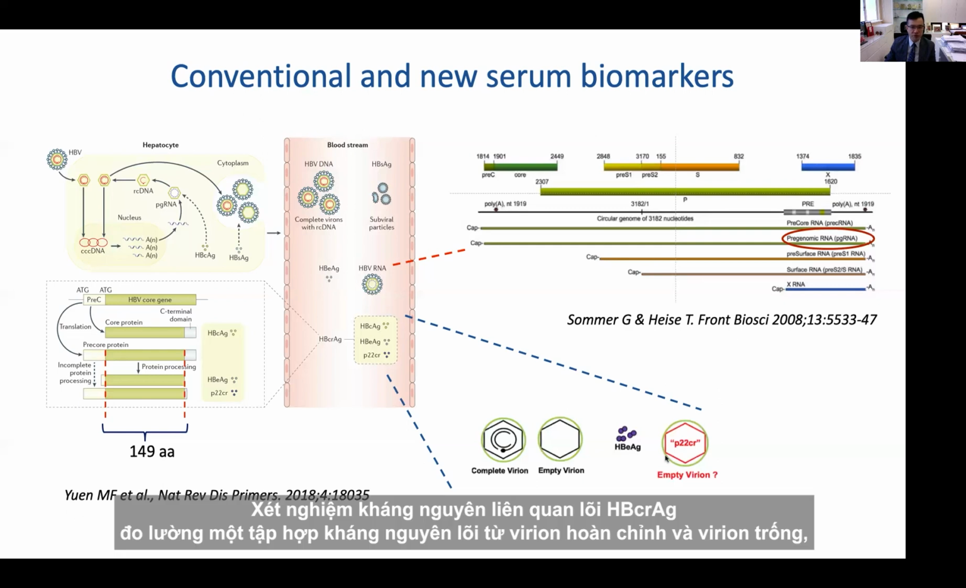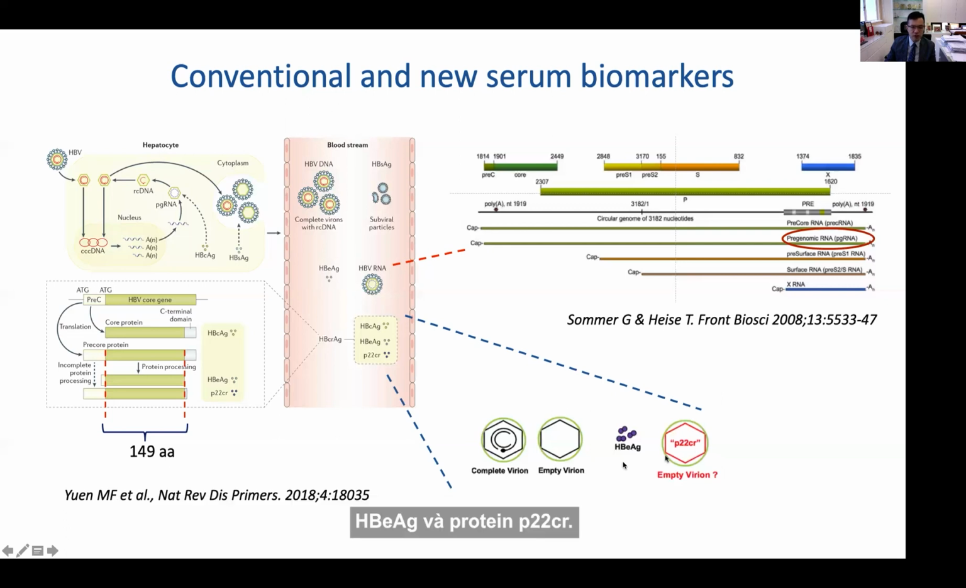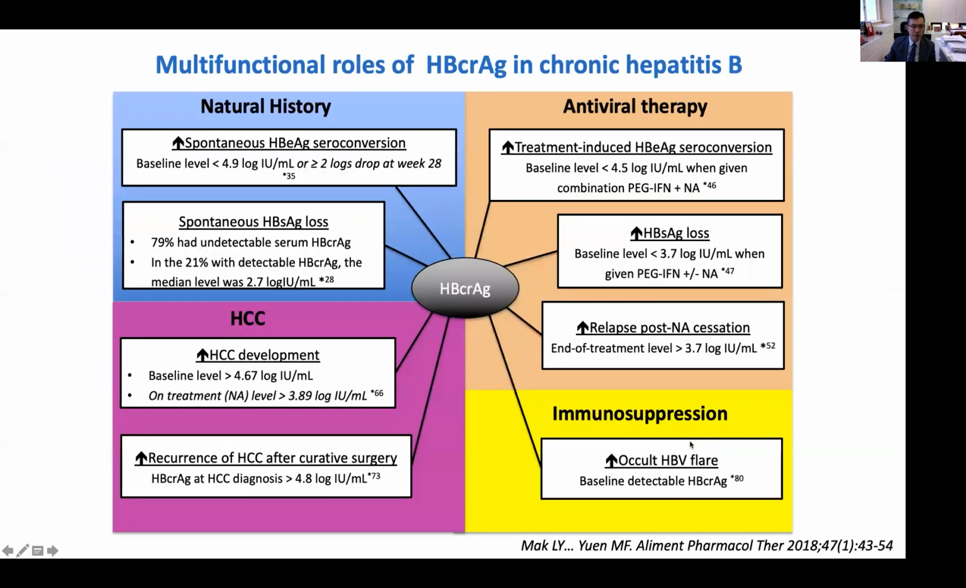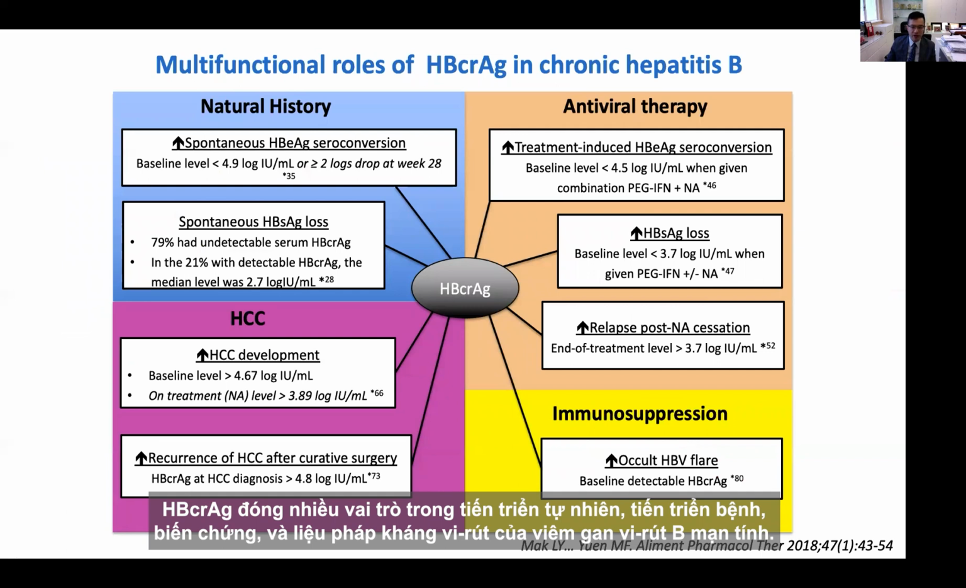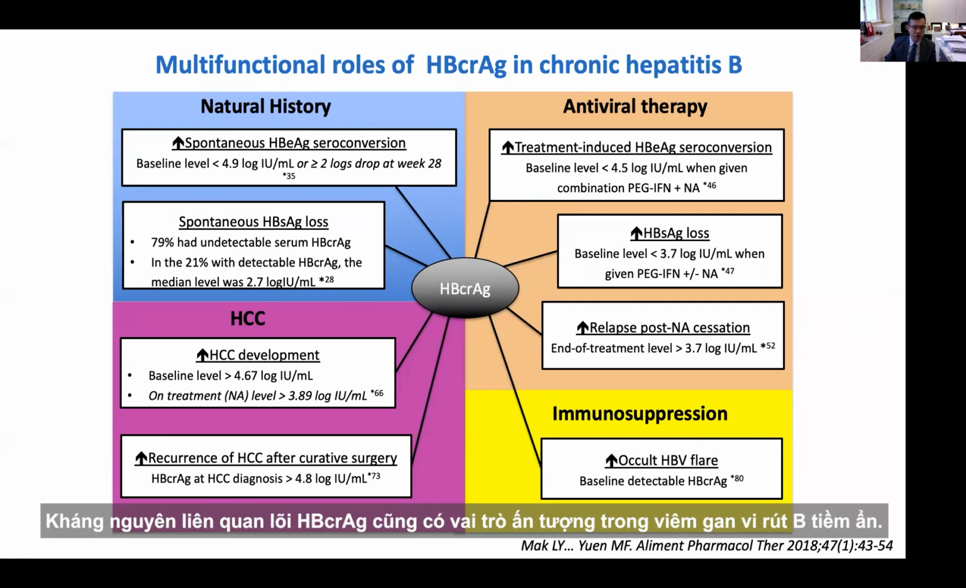For core-related antigen, we measure a collection of core antigen from complete and empty virions, secretory E antigen, and also a subunit, p22cr. You can see in this diagram that core-related antigen plays multiple roles in natural history, disease progression, complications, and antiviral therapy of chronic hepatitis B infection. Core-related antigen also has an interesting role in occult hepatitis B infection.